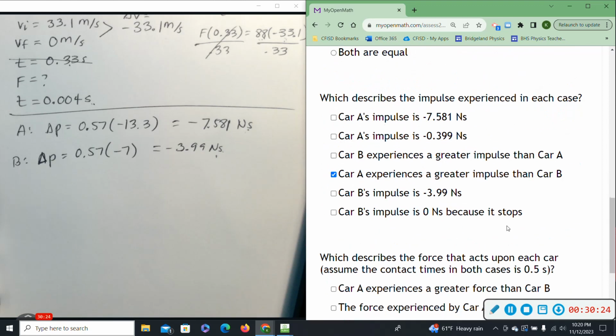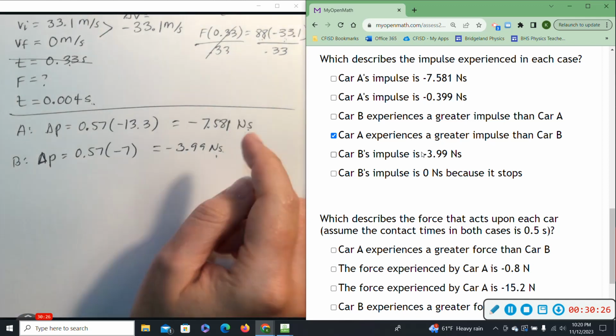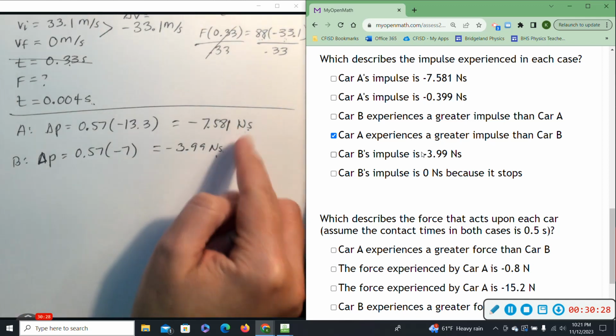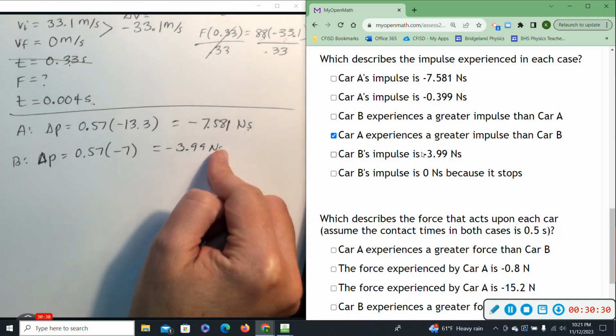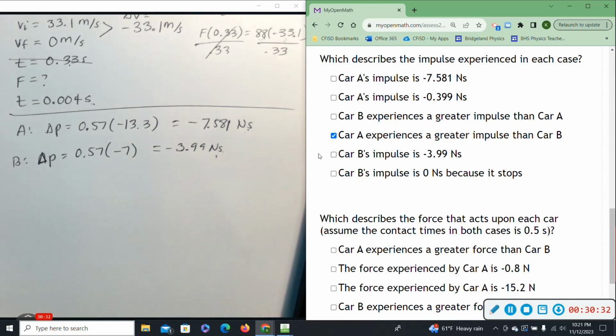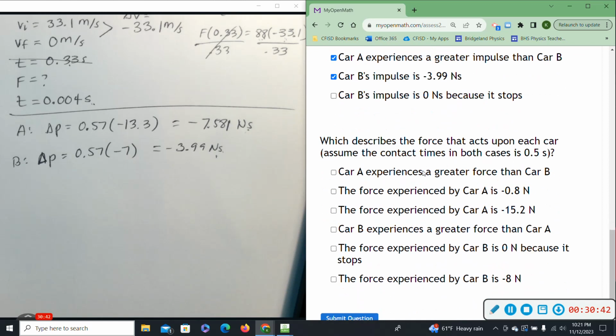Let's go back down. I already knew that A was going to be greater than B. It is. This is a larger magnitude than this. Car B does have an impulse of negative 3.99 newton seconds. Car A has an impulse of negative 7.581. There it is. So those are the options that we want to select.